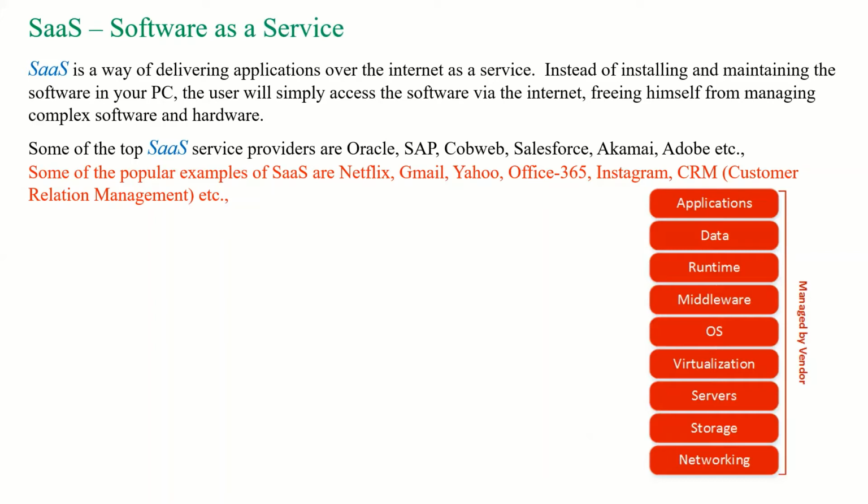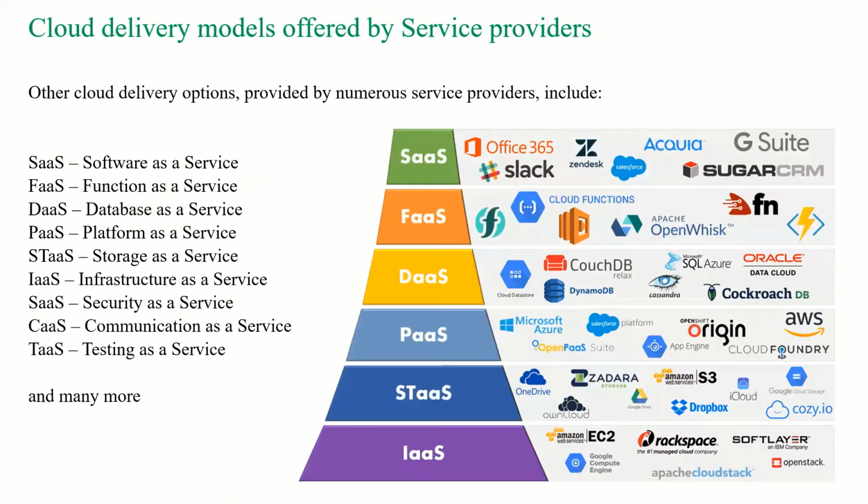Apart from that, there are many other types of services offered by these service providers. Let us have a quick look. What are they? Okay, here we go. You have the details on your screen. The other types of services are SaaS, which we have already touched upon, FaaS (function as a service), database as a service, storage as a service, security as a service, communication as a service, testing as a service.